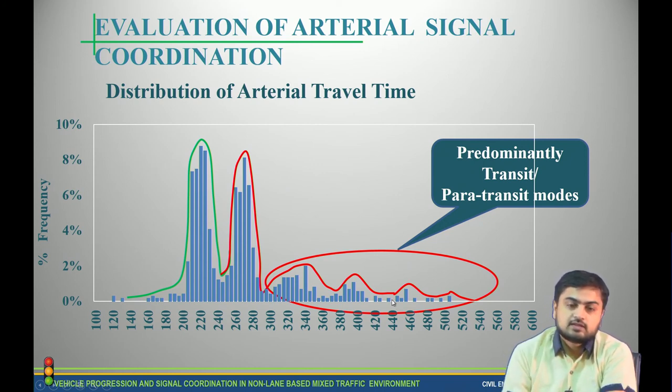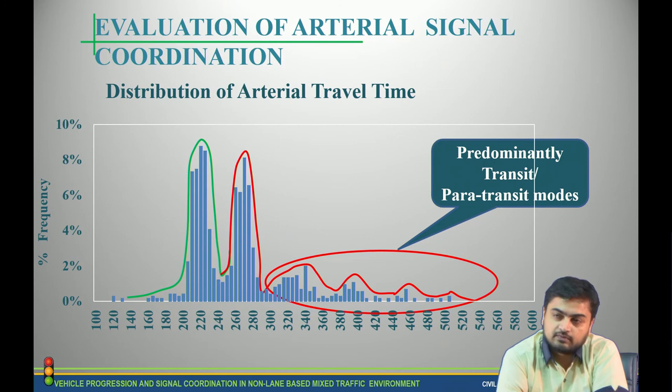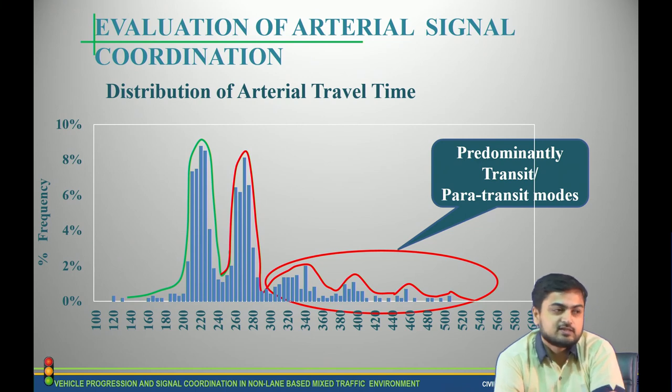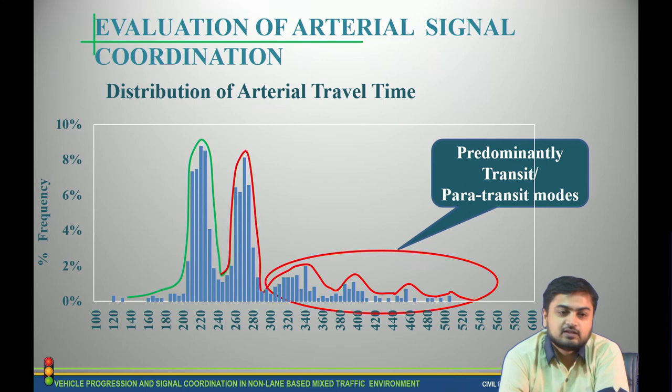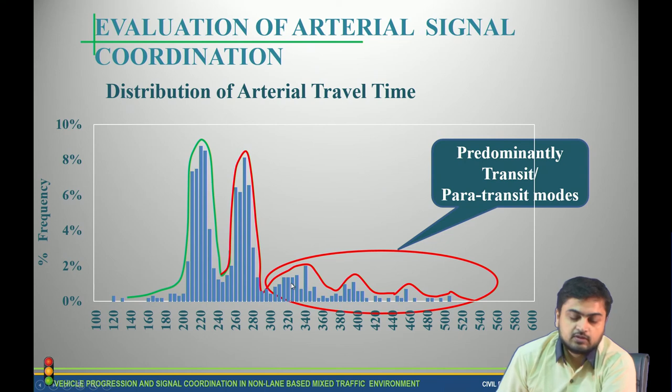The very reason is that in Indian conditions, specifically in Kolkata, they don't adhere to any schedule. They stop at the bus stop and wait to accumulate passengers, and unless the driver is satisfied that for this bus stop he has got enough passengers, he would not move. There is no discipline in adhering to the schedule. So that is why this tail is actually because of three-wheelers and transit modes.